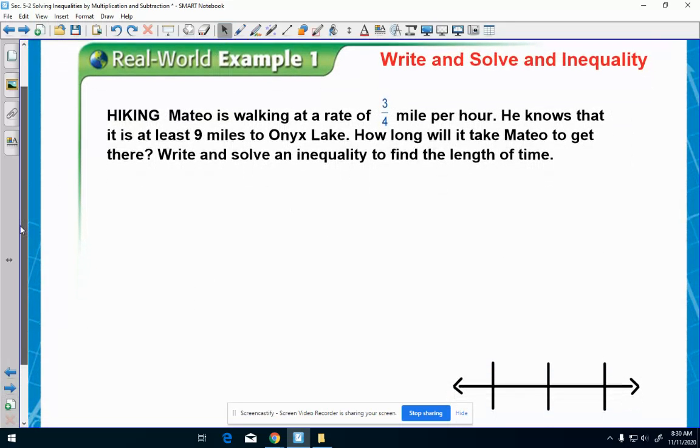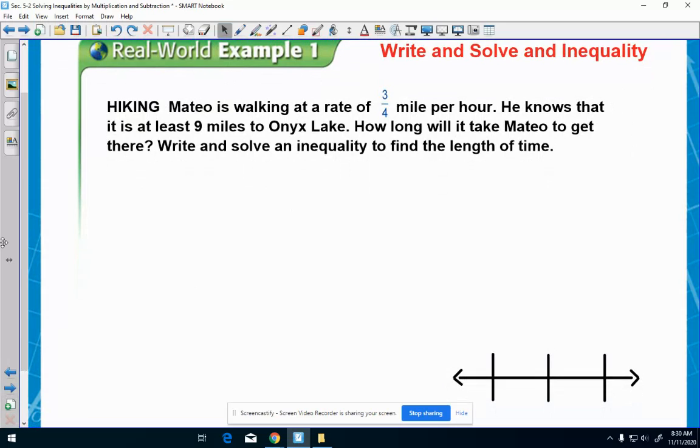All right. So everybody loves words. As you read this, this will be part of what your homework's going to look like tonight. Mateo's walking at a rate of 3/4 of a mile per hour. That's crazy slow, just so we're clear. 3/4 of a mile. That's 3 trips around the track in an hour. I don't think you walk. Actually, I think you crawl to do that. Okay. 3/4 of a mile per hour.